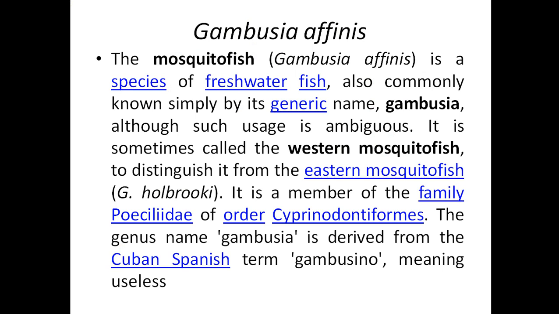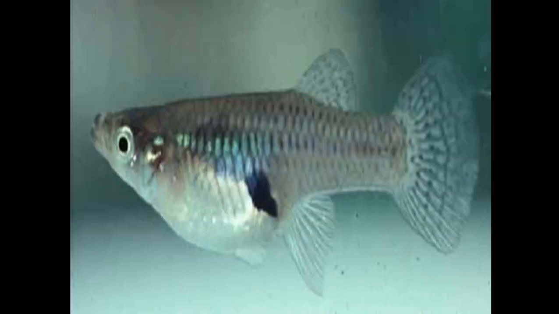Actually, the genus name Gambusia is derived from a Cuban Spanish word. In Cuban Spanish, Gambusino means useless. Basically, it was considered a useless fish. See this fish. The mouth is upturned.